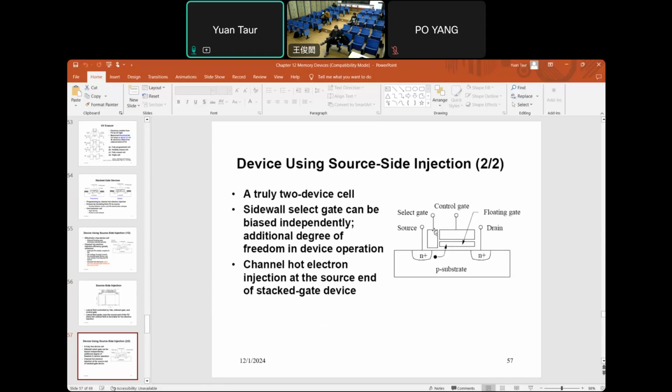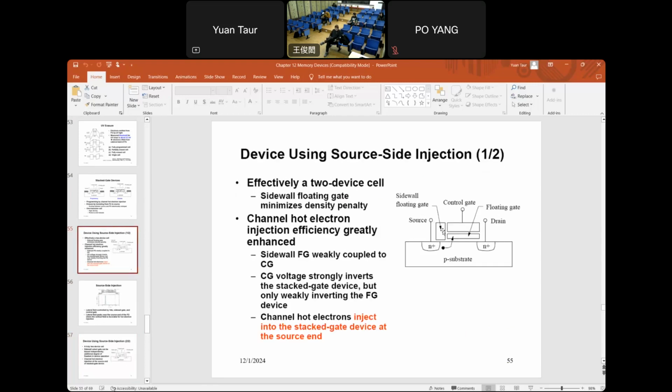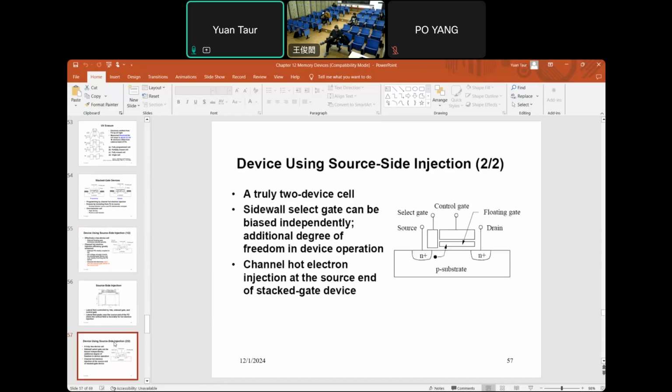It's called a select gate. This one is a floating gate. There's no contact. But if you have a contact, we call this a select gate. So now you have a two device cell. And with a two device cell it is even more flexible. But of course, the area of the cell will go up for making contact to the select gate.